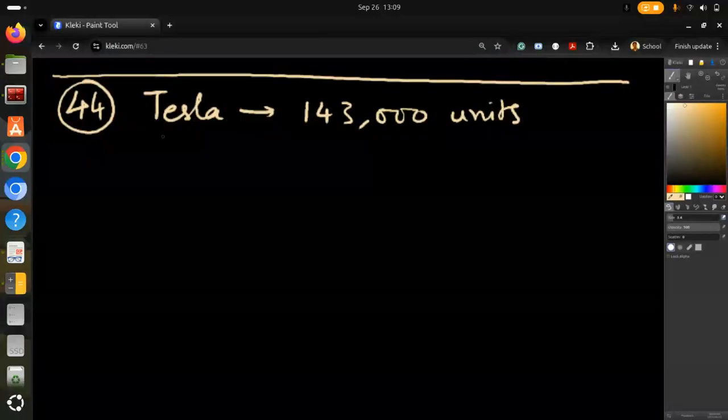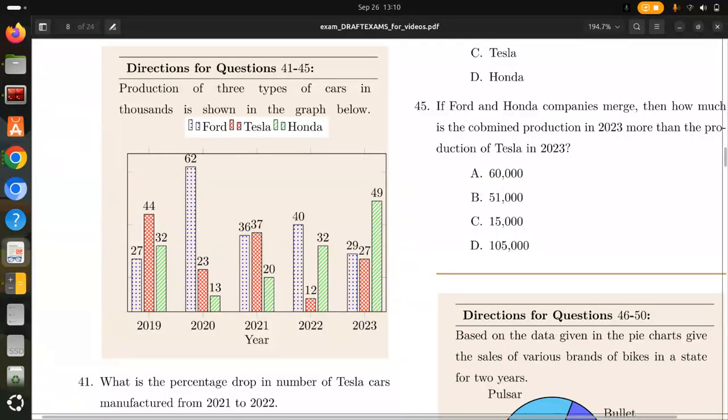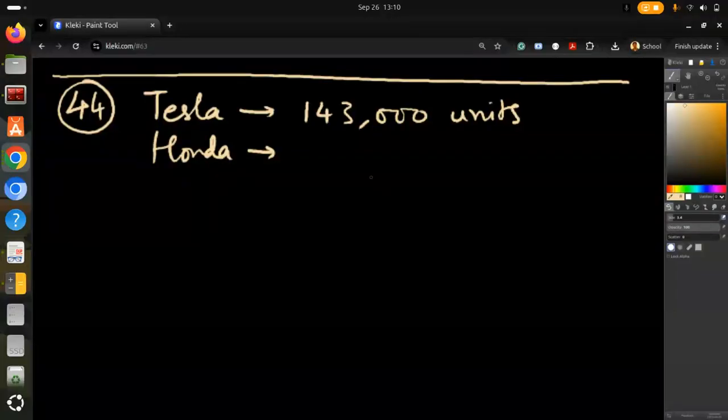Now let's calculate Honda. Okay, so let's see. 32 plus 13, so that is 45. 45 plus 20, 65. Plus 32, so 95, 97. 97 plus 49, or 96 plus 50 it is. Sorry, 97 plus 49 is 96 plus 50, which is 146 actually. So 146. Wow, so this is almost very close.